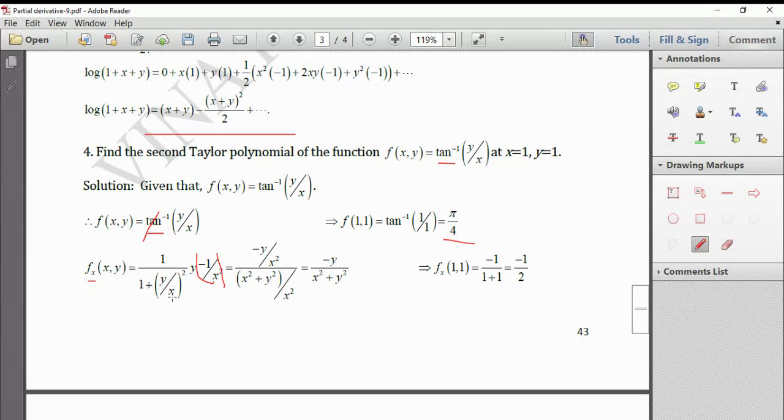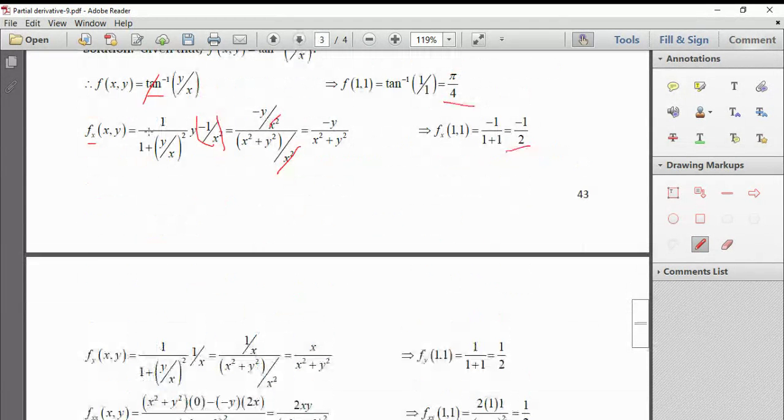Now take LCM. X square is the LCM. So x square plus y square divided by x square comes. X square cancels. Simply you'll get minus y by x square plus y square. But we need this at 1 comma 1. Substitute, you will get minus 1 by 2.